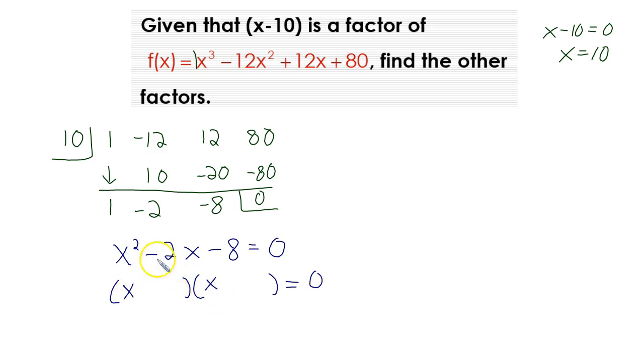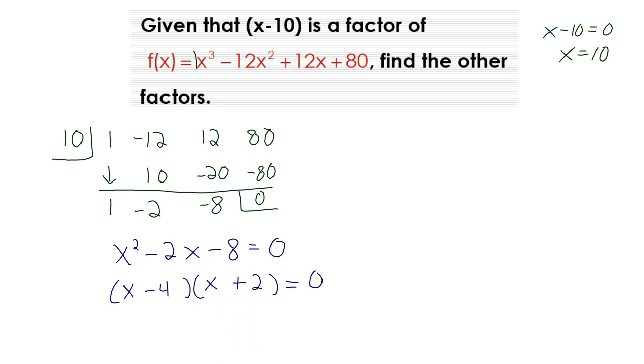All right, so x times x is x squared. I need something that multiplies to give me negative 8, but adds to give me negative 2. And that would be negative 4 and positive 2. So negative 4 times positive 2 is negative 8. The inside and outside, negative 4x plus 2x is negative 2x. So that works.